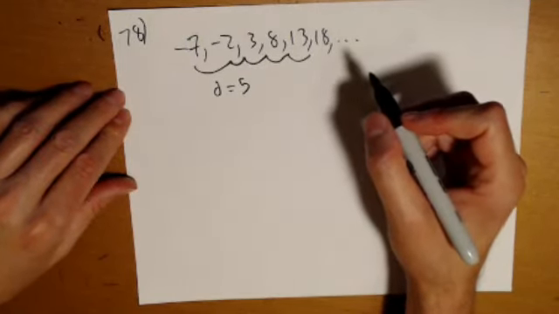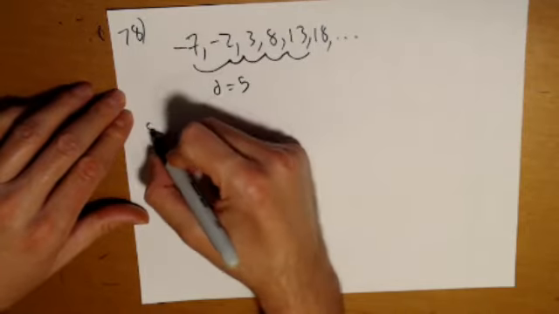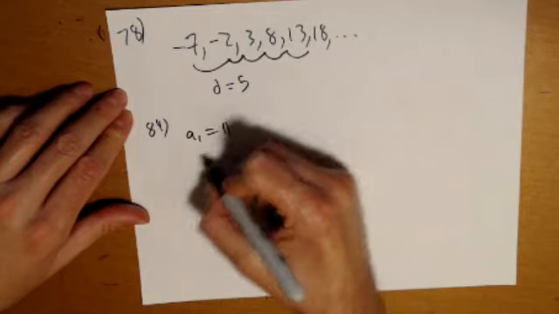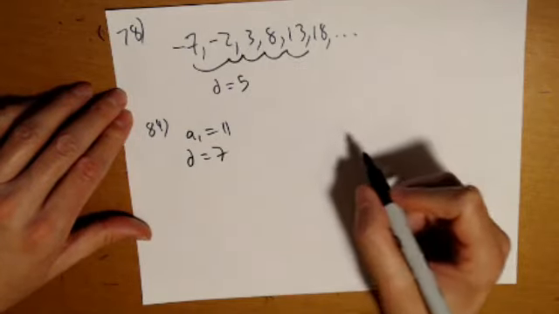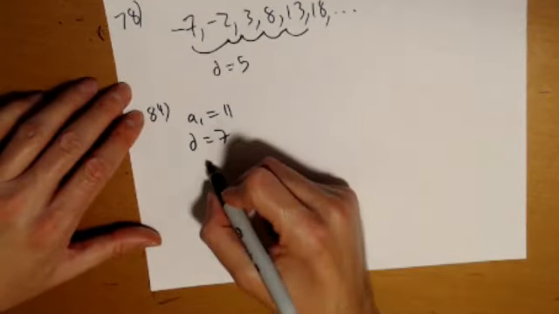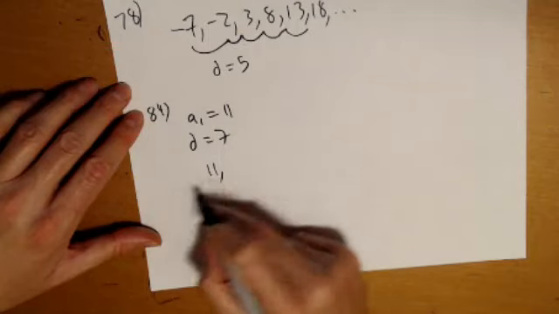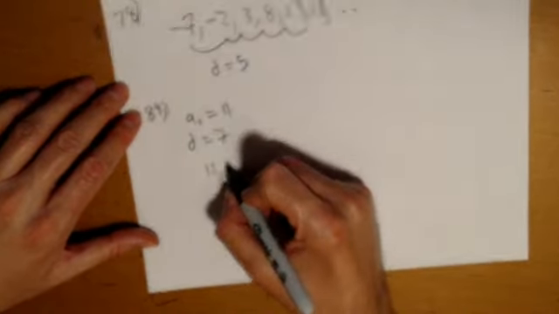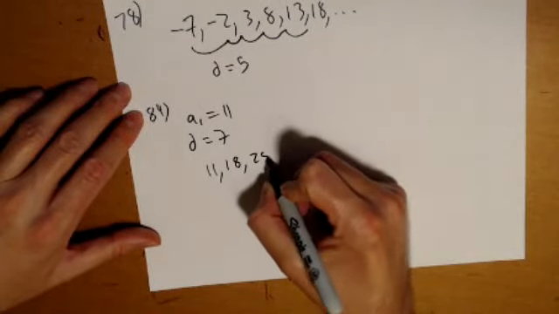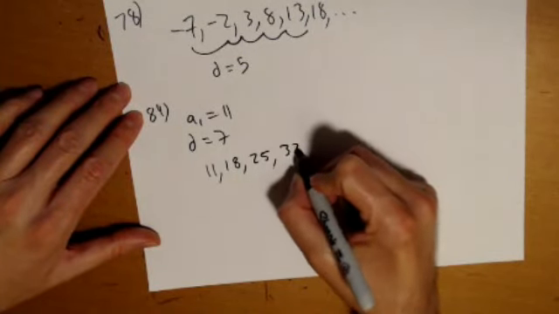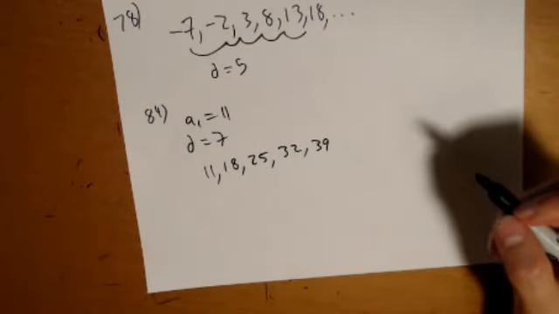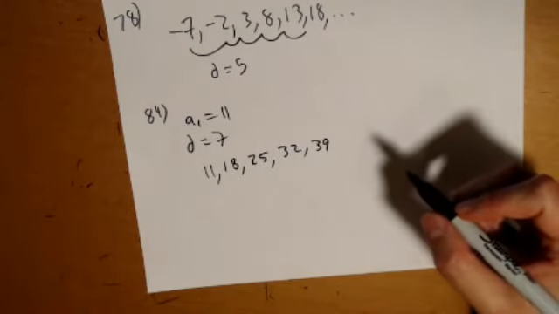In the following exercise, write the first 5 terms. Okay. So in 84, they say, what if the first guy, A1, is 11, and the difference is 7? Write the first 5 terms. Okay. So the first guy is 11, and then I add 7, add 7, add 7, add 7. Let's see if I can do that. Plus 7 is 18. Plus 7 is 25. Plus 7 is 32. Plus 7 is 39. Is that 5 of them? Okay, good, I'm done. No big deal.